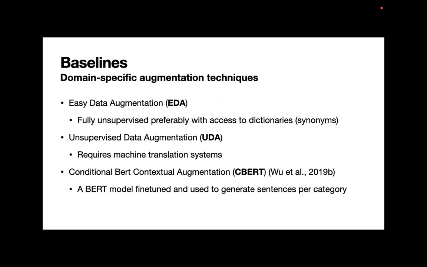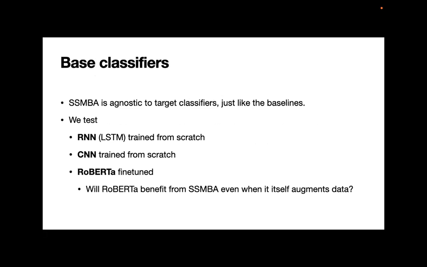But anyway, we compared against the easy data augmentation that we talked about, the unsupervised data augmentation, that is the round trip translation based paraphrasing. And also there was an idea from Wu et al. 2019 called conditional BERT contextual augmentation. And we tested all 3 different models. We fine-tuned the pre-trained model on which we did the data augmentation, but we also tried a recurrent neural net as well as a convolutional neural net, both of which were trained from scratch.